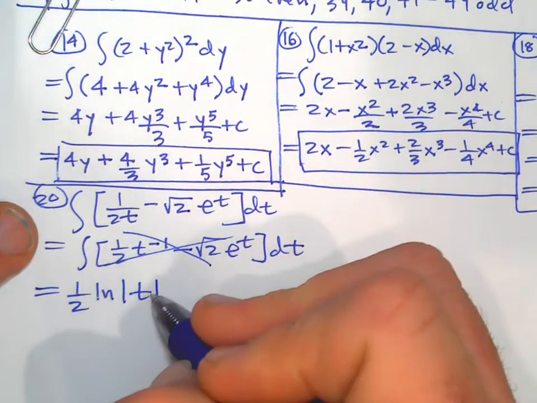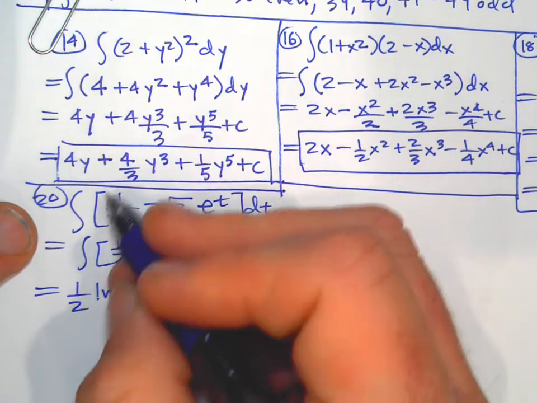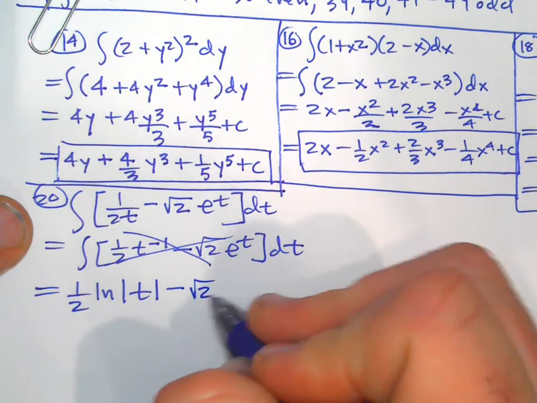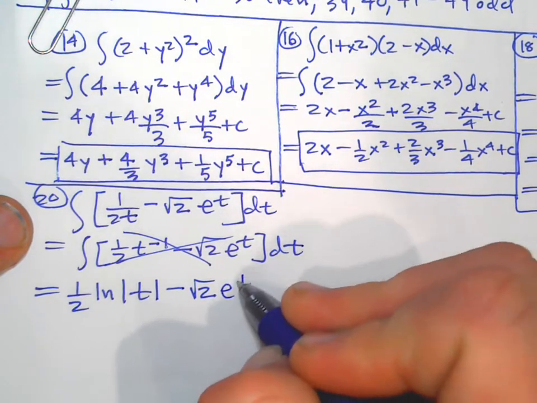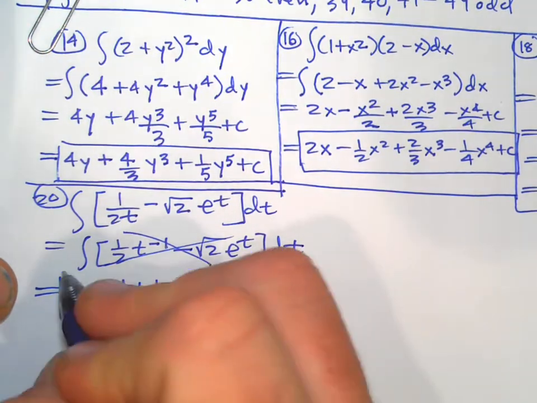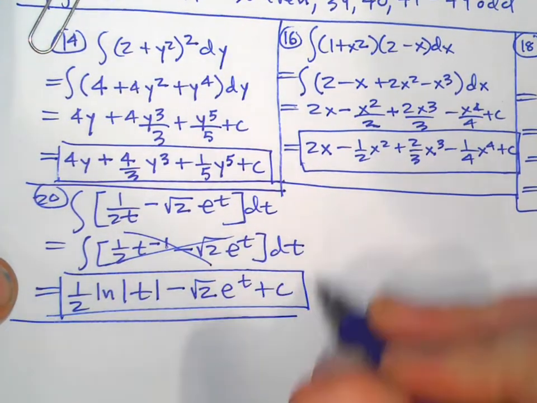The derivative of natural log of t is 1 over t. And then you have the 2 in the bottom, so it's 1/2 in front. Minus the square root of 2, the antiderivative of e to the t is e to the t. Just multiply by the square root of 2 plus c. That's it. That's your answer.